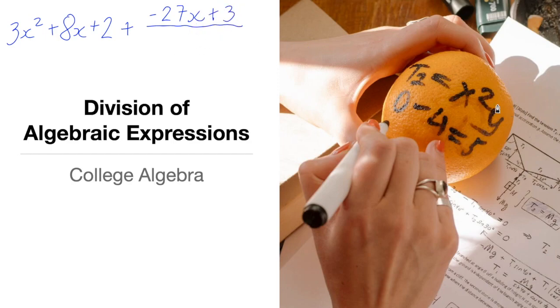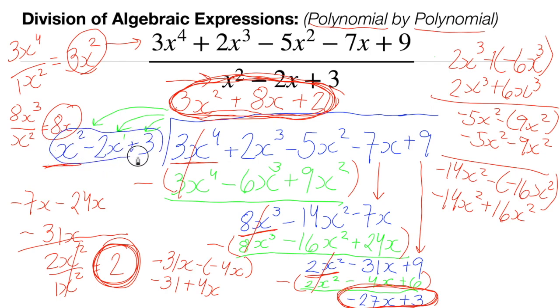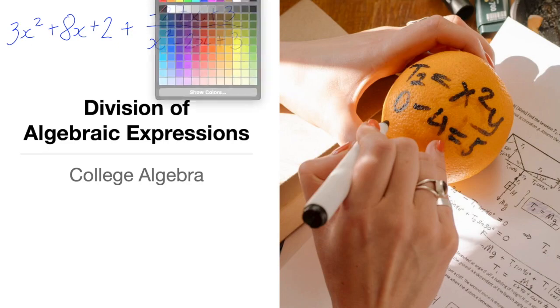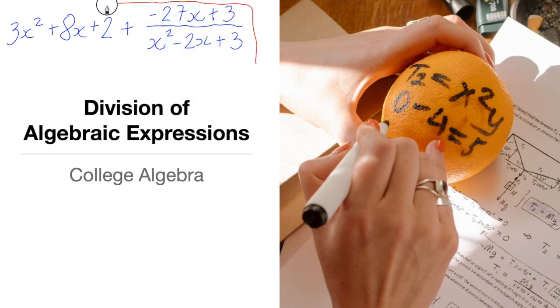So the denominator is simply our old denominator. Sorry, it's covered by the red ink, but this is going to be our denominator in our final answer. So this will become, what was that again? x squared minus 2x plus 3. Again, x squared minus 2x plus 3. Okay, and that is our final answer in the proper way of writing it, in the division of algebraic expressions of polynomial by polynomial.